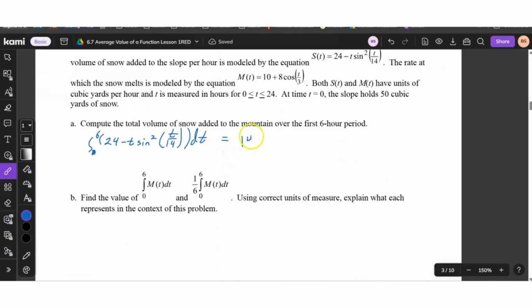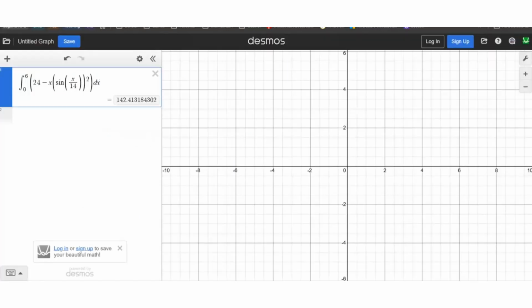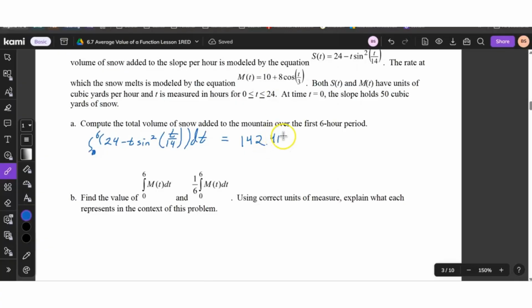Okay, so it was 142.413. And what are we measured in here? Yards cubed. Now it would not be per hour because this is over the 6-hour period.